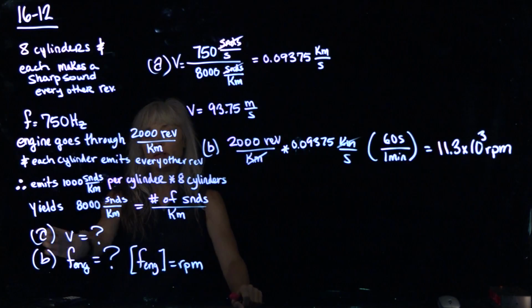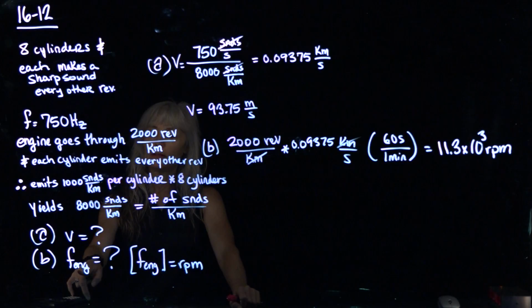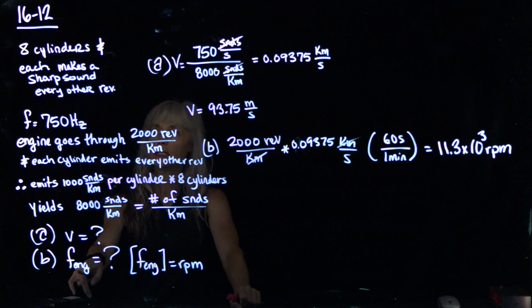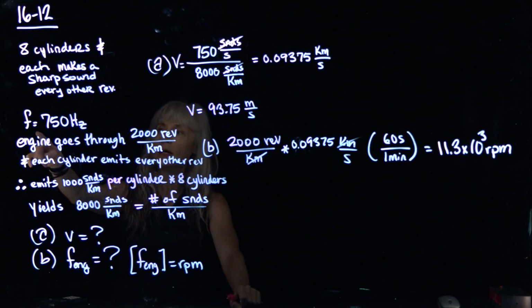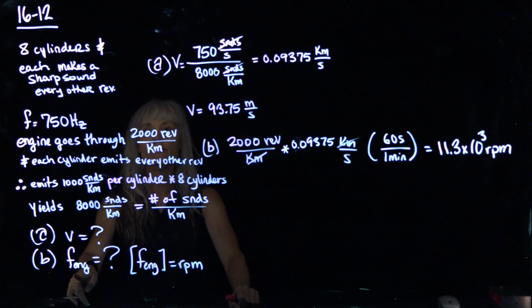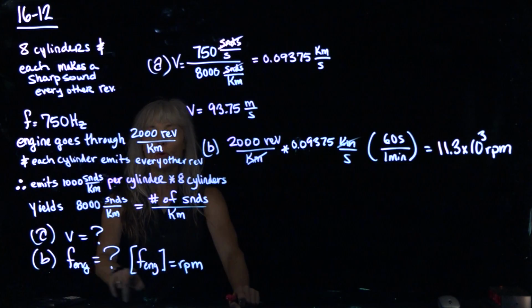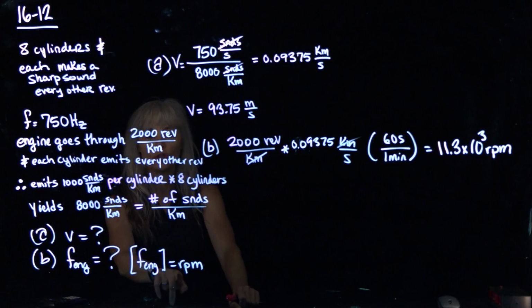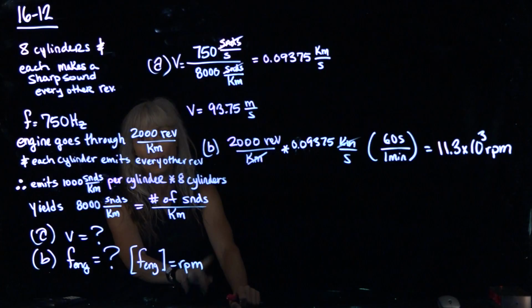Then I've also defined what it is we're seeking. We want to know what is the speed of the race car. And in part B, what is the frequency of the engine? Notice I labeled that F subscript ENG to distinguish it from the other frequency, of the sound wave that is being emitted by the car. This is the actual frequency of the engine itself, and we want those units to be revolutions per minute.